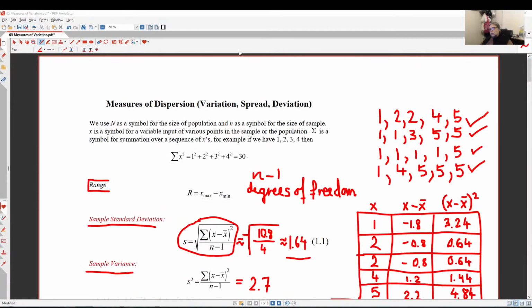So we introduce a range. We already knew that from before. Sample standard deviation, sample variance, which is the square of the sample standard deviation. I also talk about the coefficient of variation of the sample. And then we also have the similar things for the population. Population standard deviation, population variance, and the coefficient of variation of the population. Of course, population also has a range.